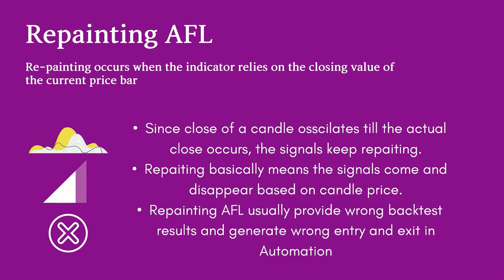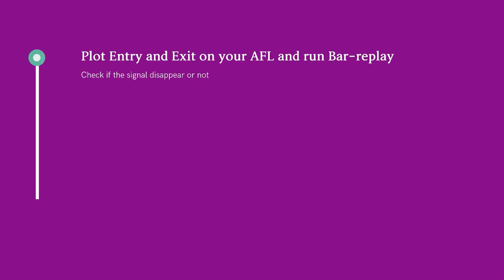How to know whether the current strategy or algorithm or AFL that you are using on your AmiBroker is repainting in nature or not? Well, here is a simple step. First, plot entry and exit on your AFL and run bar replay. As simple as that. Check if the signal disappears or not. In bar replay, if the signals are not disappearing, they will not disappear in live trade as well. But in bar replay, if the signals are disappearing, they will also disappear in the live market.